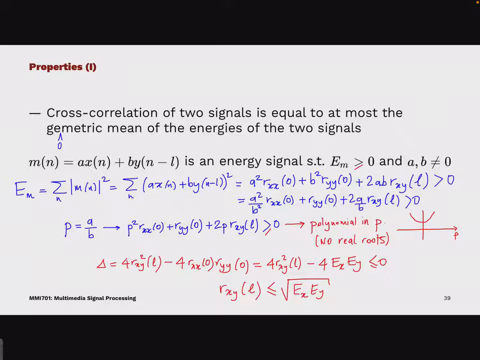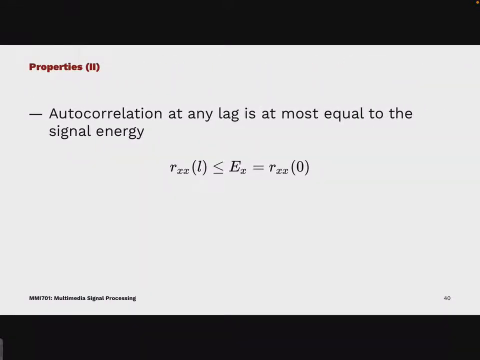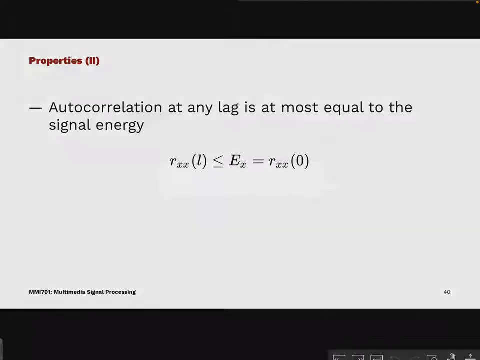So what happens if we select x of n as y of n, which means we have autocorrelation? In that case, the autocorrelation at any lag will be less than or equal to the energy of x, and energy of x is equal to rxx0, that is the autocorrelation at zero lag, which means the autocorrelation at any lag L is less than the autocorrelation at L equals 0.